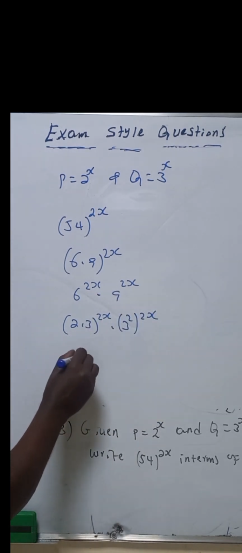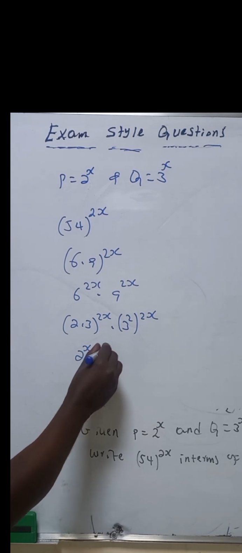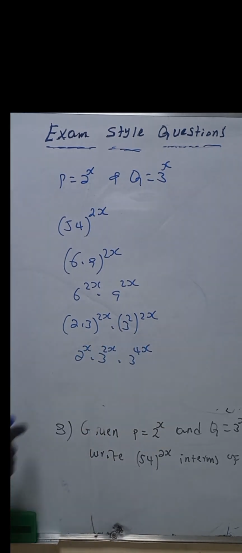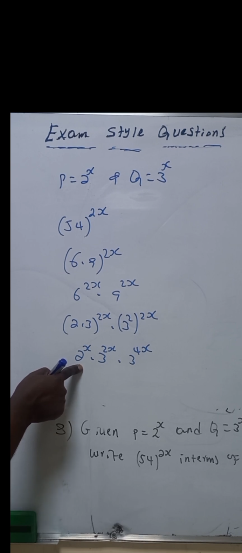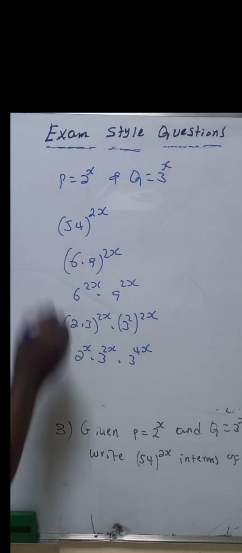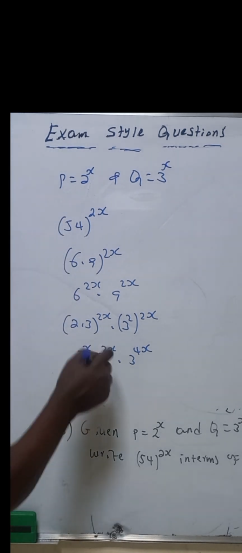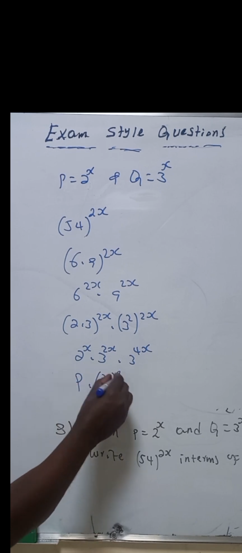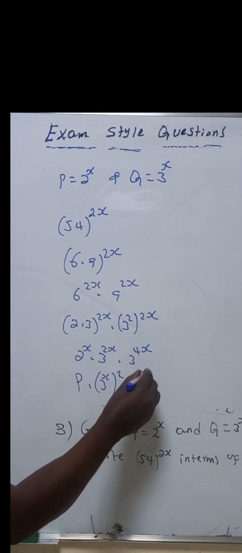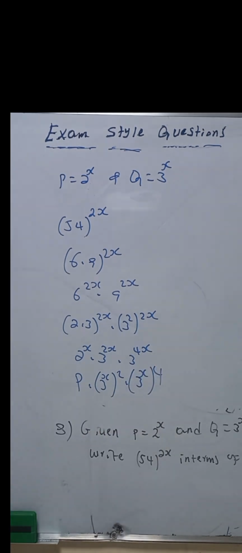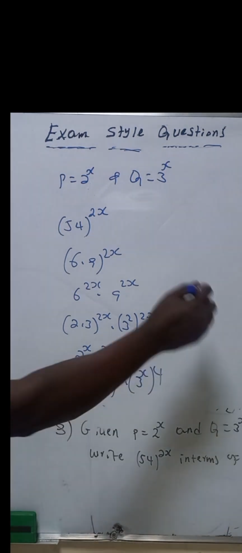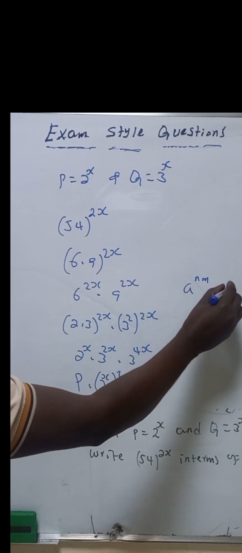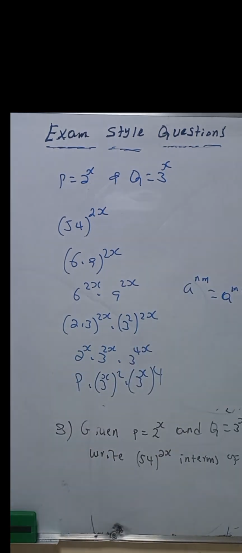So this is written as 2 to the power of 2x times 3 to the power of 2x times 3 to the power of 4x. We have this. So what is 2 to the power of x? It is p. Times 3 to the power of 2x, which means 3 to the power of x, the whole squared, times 3 to the power of x, the whole to the 4. You can write this way because a to the power of nm is written as a to the power of mn. You can switch.